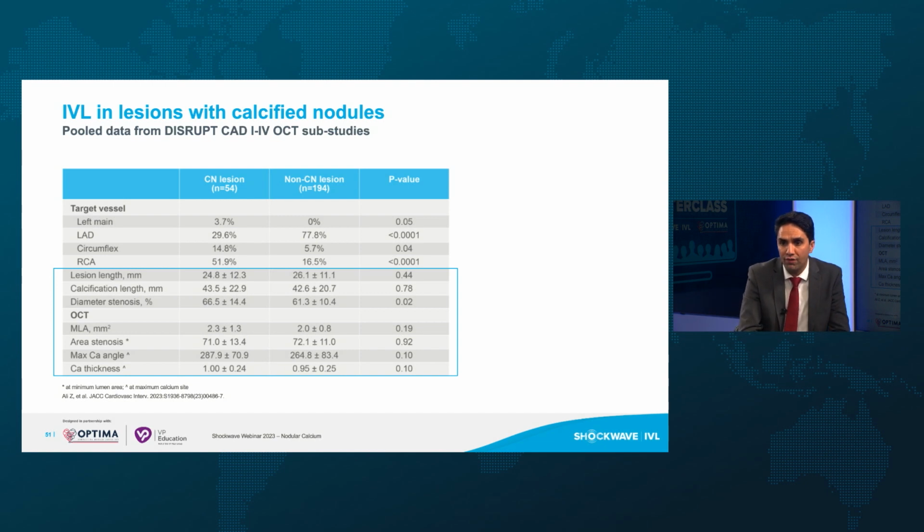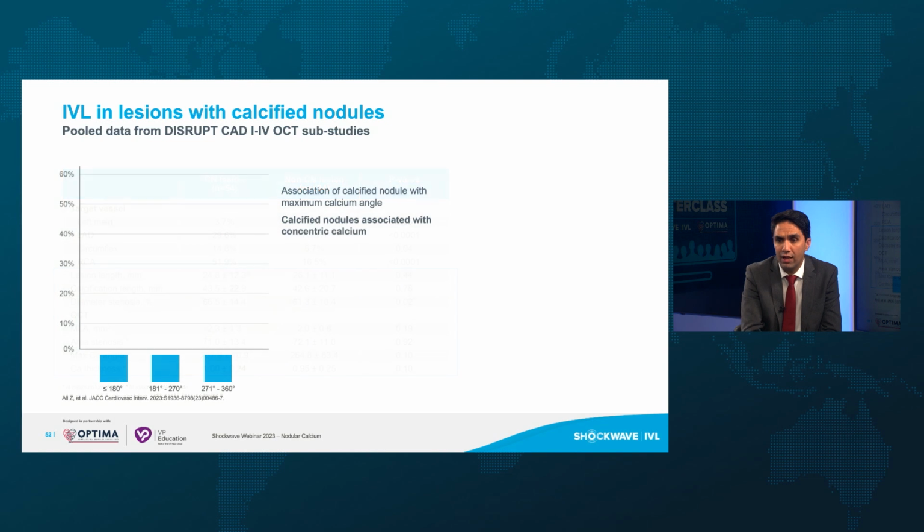You'll also notice on the intravascular imaging outcomes that the calcified nodules tend to have a smaller calcium angle and a slightly lower calcium thickness in a single view, and as a result, you may be fooled into thinking these are easier to treat than they are.